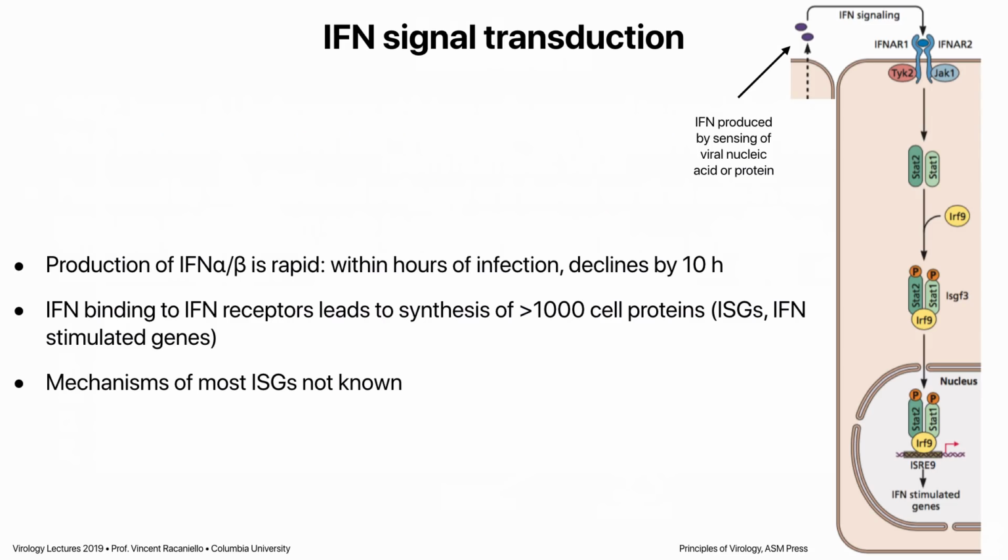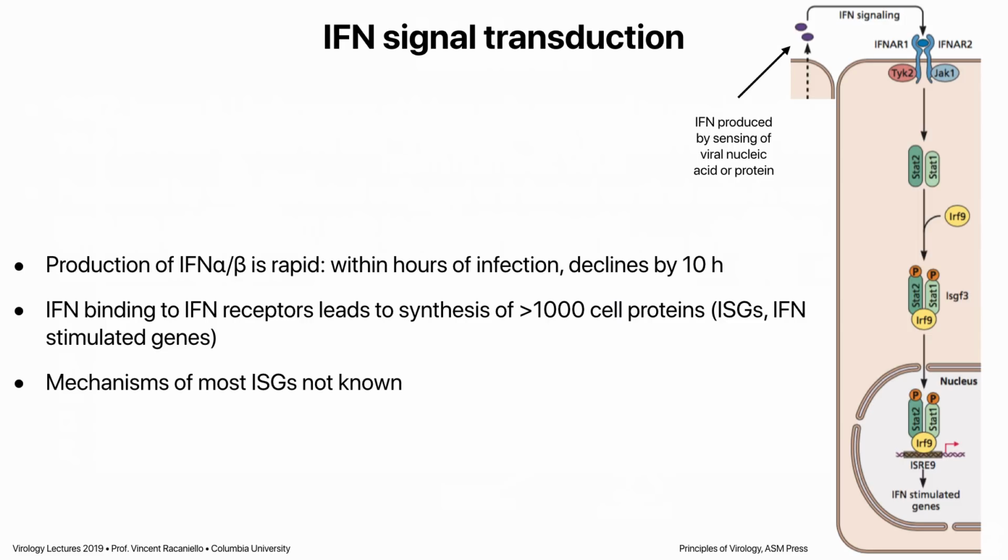So here's what happens. You get a cell infected. Within hours, interferon alpha beta is turned on. You get a rapid burst of it, and it's actually down by 10 hours, so it's a very quick acting thing. This interferon alpha beta comes out of the cell. It binds to interferon receptors on the cell surface, as I just showed you. So here we have in the upper right some interferon produced by sensing in the infected cell. Remember, TLRs and helicases sense the presence of something foreign.